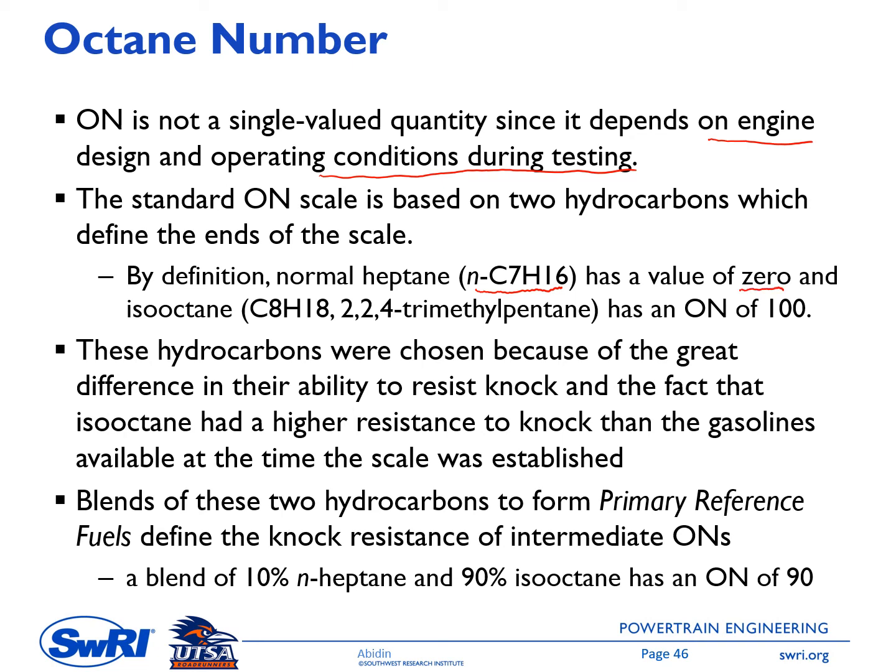The second hydrocarbon is isooctane, C8H18. So it has an octane number of 100. These hydrocarbons were chosen because of the great difference in their ability to resist knock, and the fact that isooctane had a higher resistance to knock than the gasoline fuel. So a blend of these two hydrocarbons forms a primary reference fuel, and this defines the knock resistance of intermediate octane numbers. For example, a blend of 10% n-heptane and 90% isooctane on a mass basis has an octane number of 90.